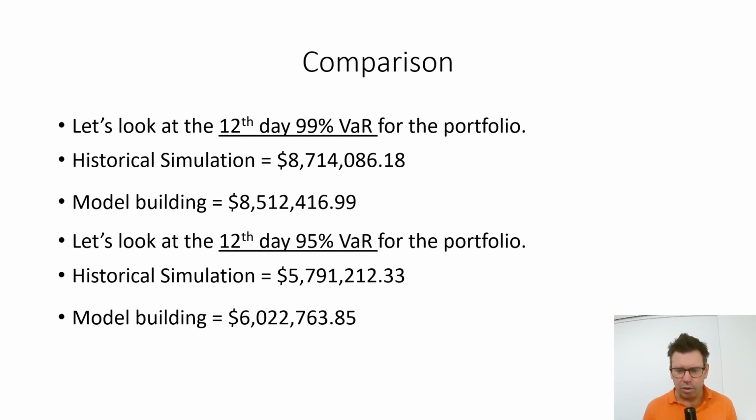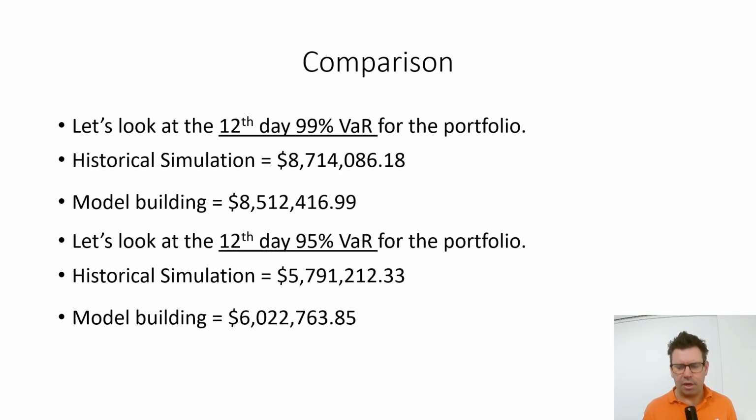Now let's look at the 12th day 95% VaR for both approaches. The historical simulation method produces a slightly lower VaR than the model building approach. As you can see, although these VaR values are slightly different, one of the main aspects is that the model building approach is more conservative than the historical simulation approach. If the institution using the VaR was considered to be more conservative, then the model building approach would be adopted for the 12th day 95% VaR.